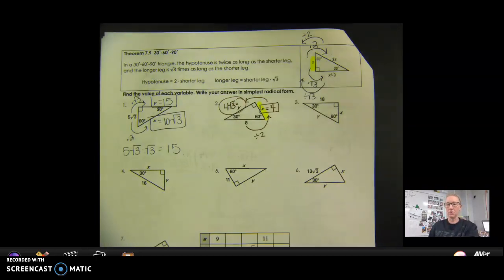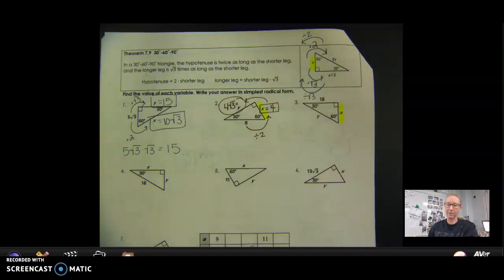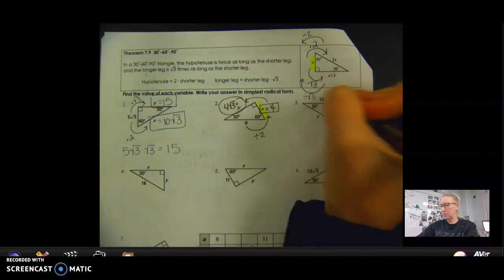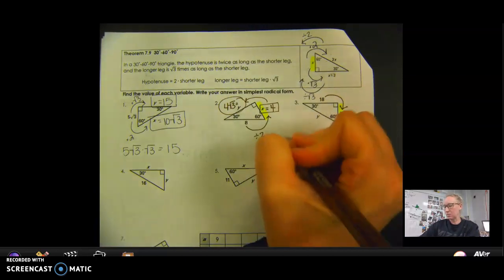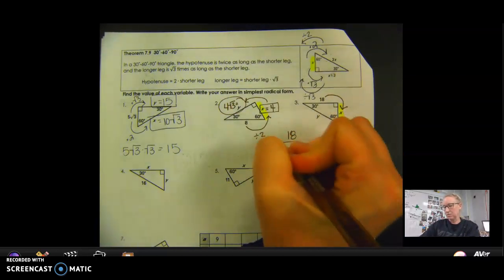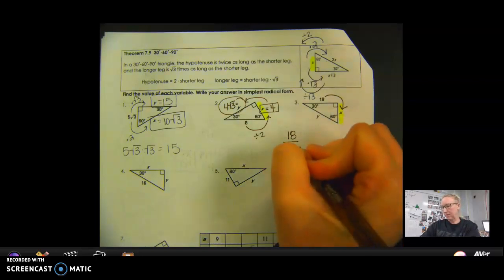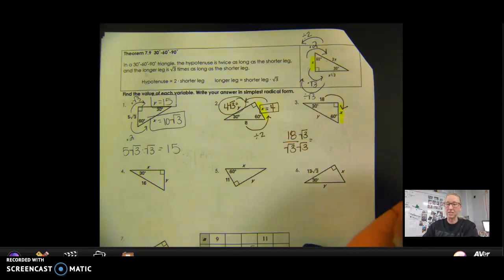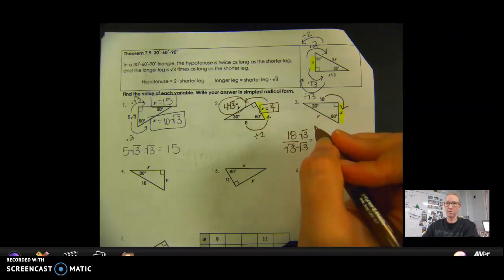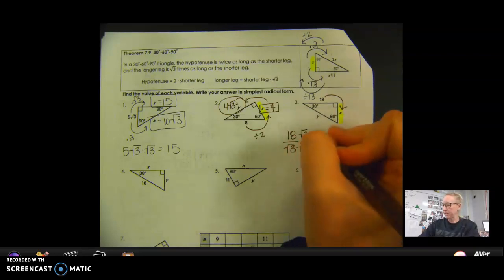Okay? Number 3. Again, we want to find our small side. That's the side we go off of. That's not the side that they gave me. So what I'm going to do is I'm going to go backwards from medium to small by dividing by the square root of 3. Don't want a radical in the denominator, so I rationalize. If you didn't do that radicals mini unit, this is probably a little confusing for you right now, so you need to go back and look at those videos.